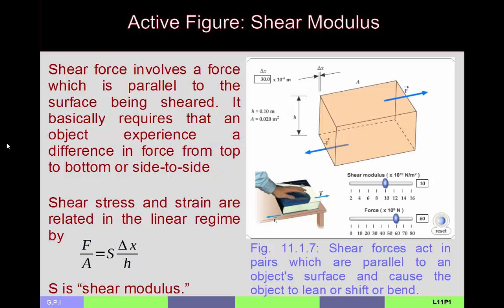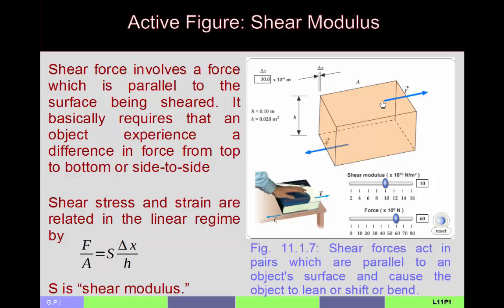Okay, our next type of strain and of stress is called shear stress, and therefore shear strain. And basically, shearing forces involve a pair of forces. And the pair of forces, each force is in the opposite direction. Each force is parallel to the surfaces of the object which is being sheared. So this diagram right here is basically showing what that looks like.